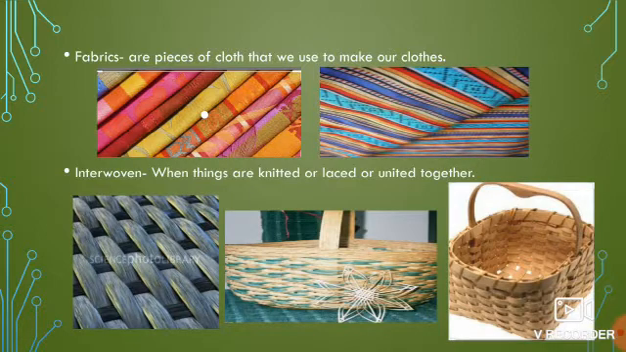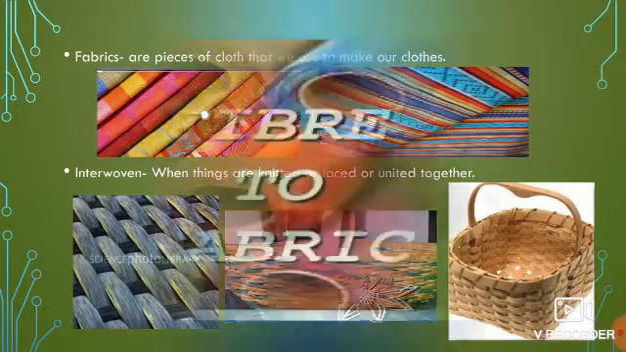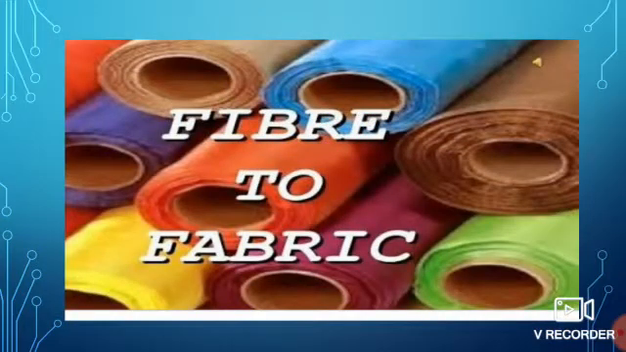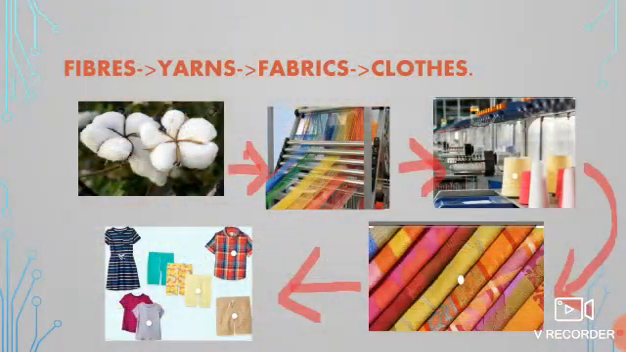Now, let us learn the process of making fibers and turning them into fabrics. Now, children, see the first picture. It is of a cotton plant from which we get fibers. Fibers are long threads that can be converted into yarns. That is in the third picture. Yarns are long continuous threads that can be directly woven into fabrics.